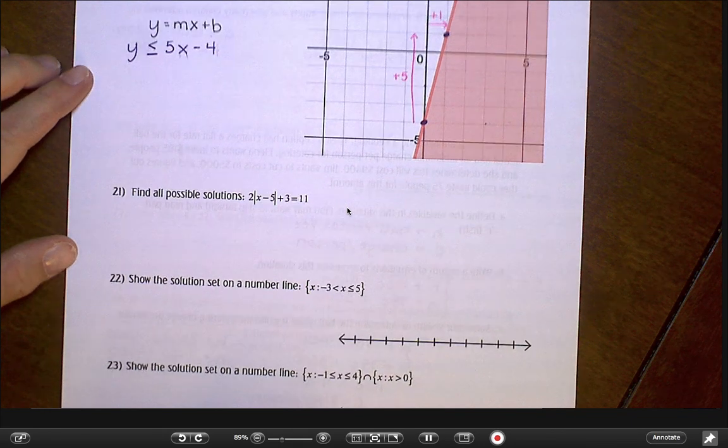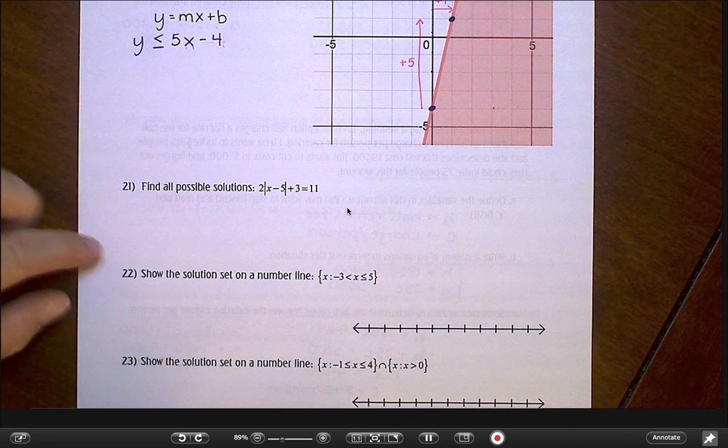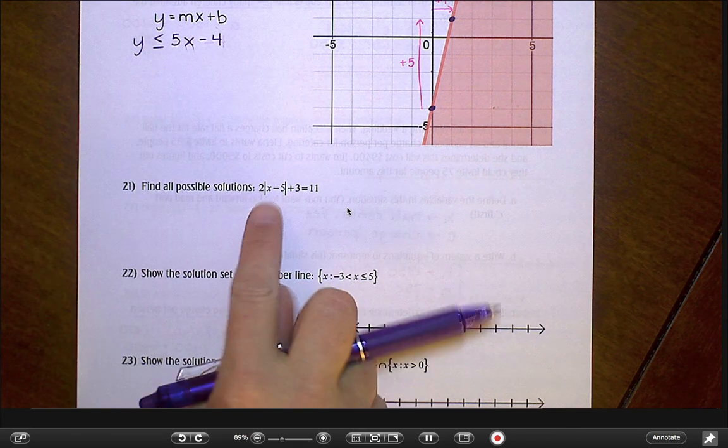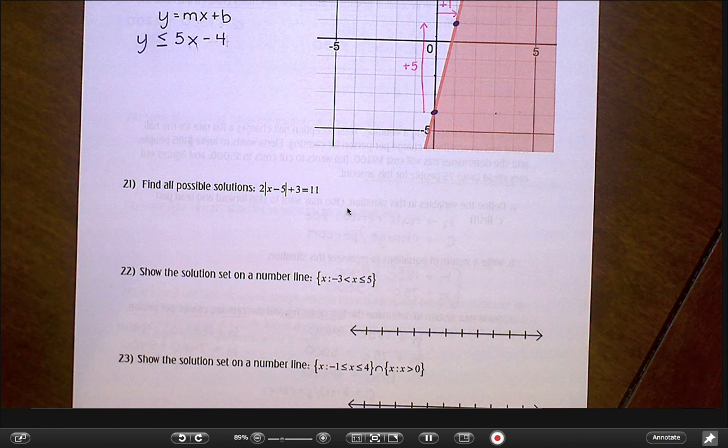All right, 21, we're getting back into some absolute value here. Find all possible solutions. The thing I really want you to get through your mind is, as soon as you see absolute value, as soon as you see those straight brackets there, there are going to be 2 solutions to deal with. Unless there's no solution, but we'll talk about that later on.